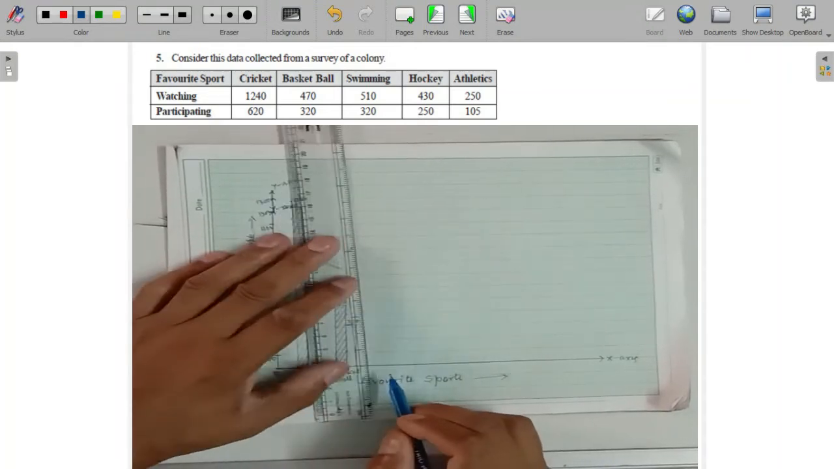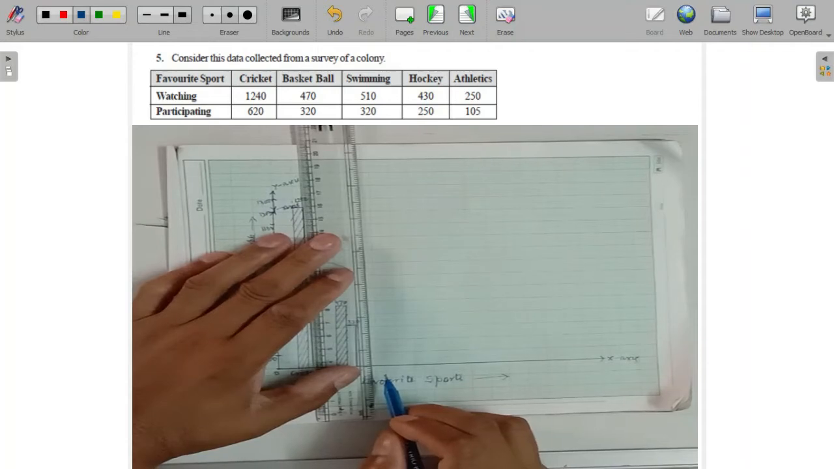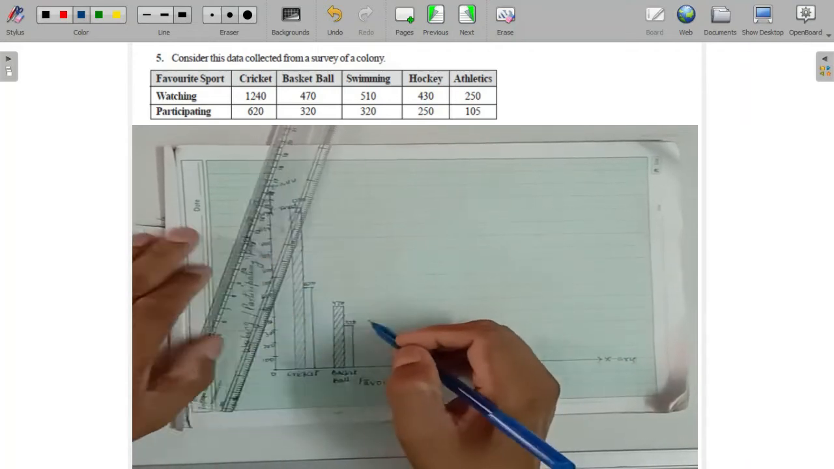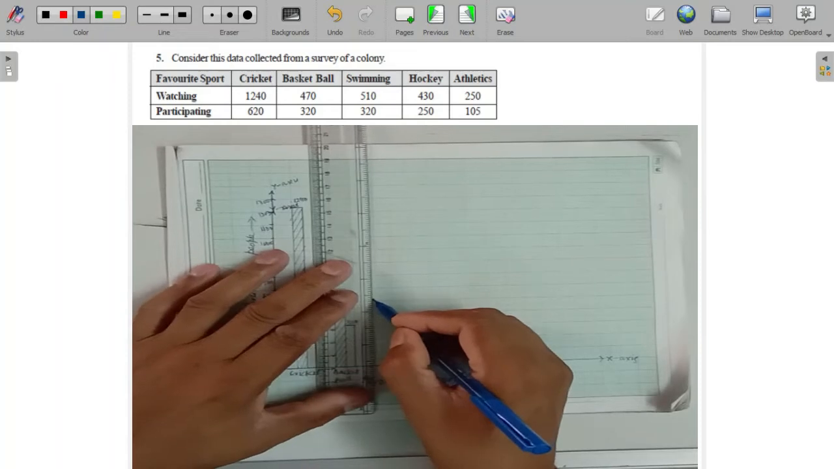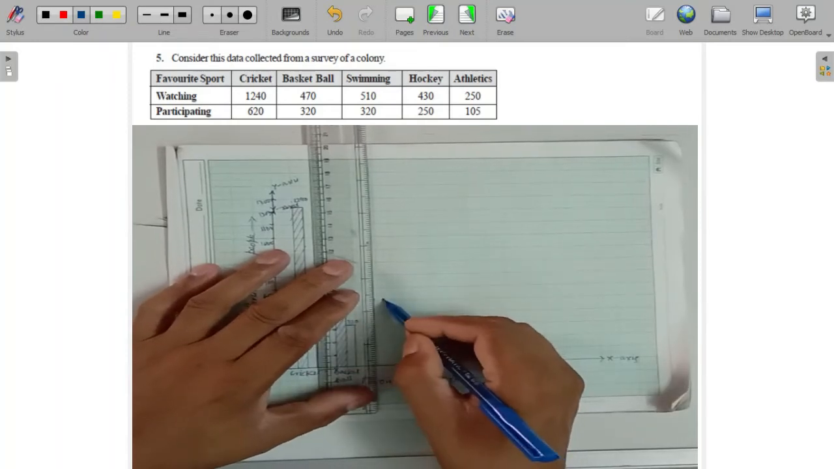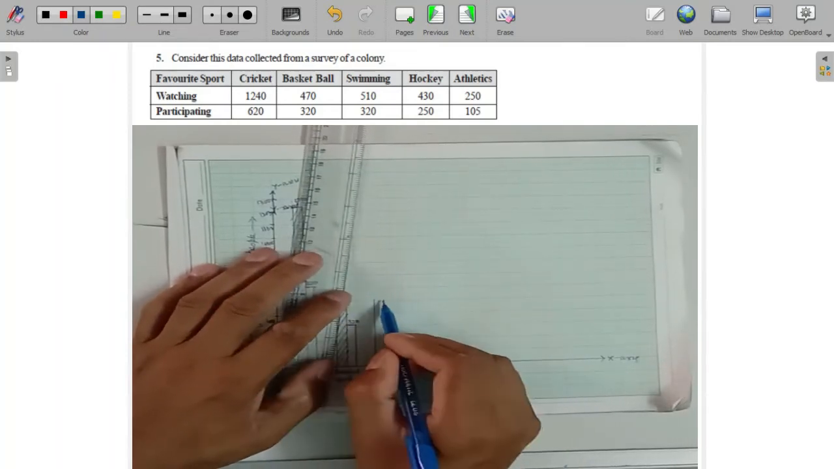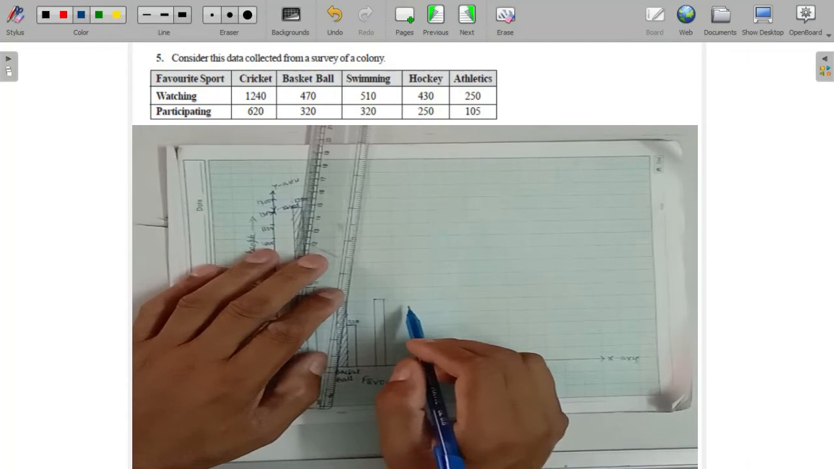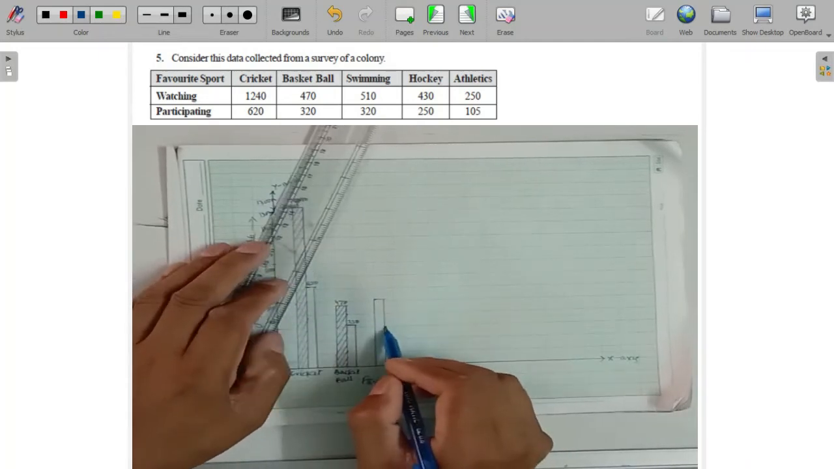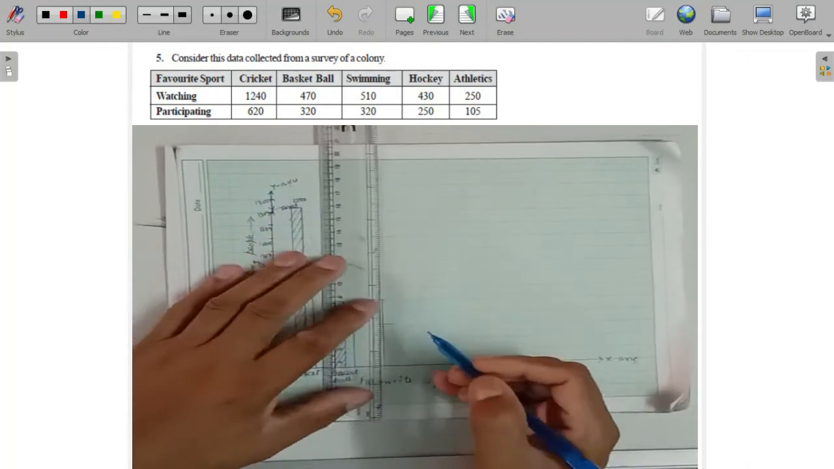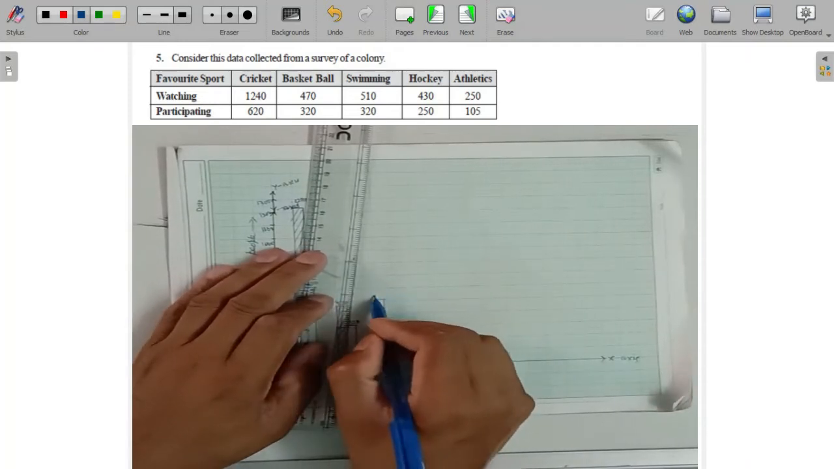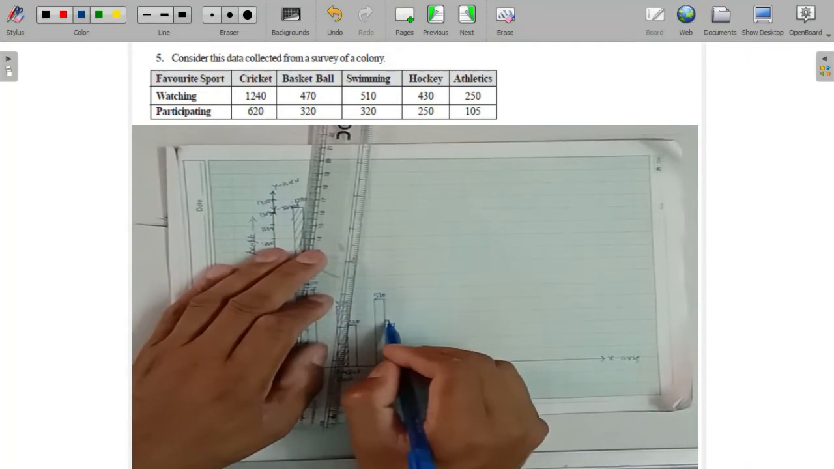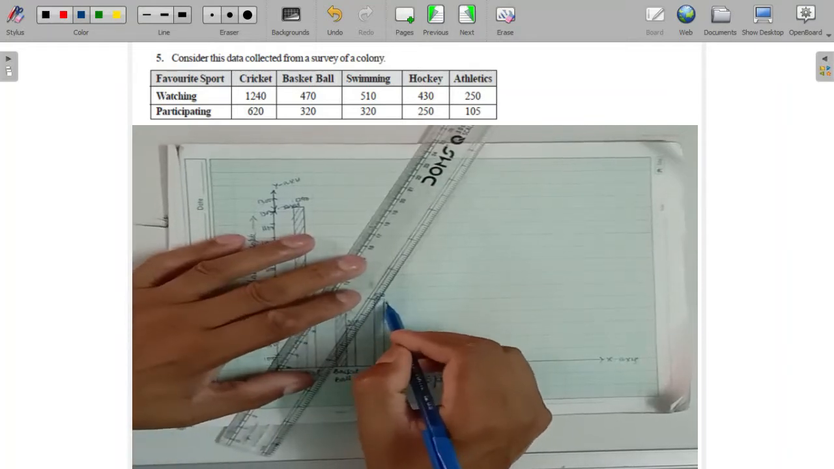After this leave one space and then see for swimming. Watching is 510. 510 will come where? After 500, take the first line. It represents 10. Join this. And then participating it is 320. After 300, you have to join the second line. Draw like this. This is 510. This is 320. Set the first rectangle.